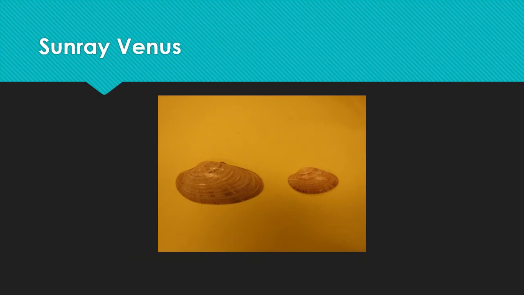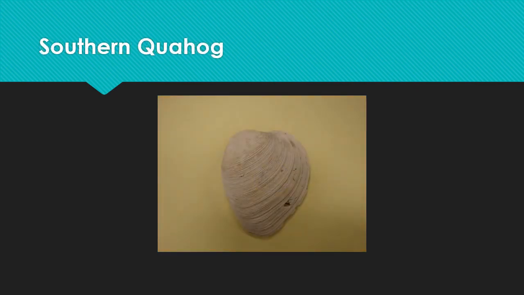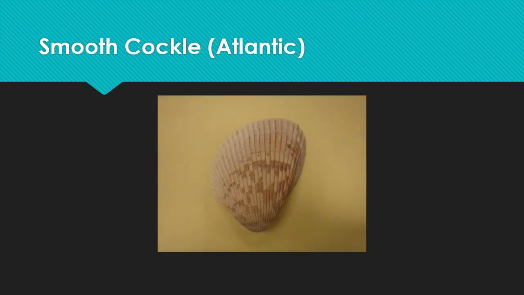Here is the sunray Venus. They're very attractive. Here is the crossbar Venus. They're a smaller bivalve and their shells litter the beach. The southern quahog is a robust shell. The smooth or Atlantic cockle is the large cockle shell. Cockle shell means heart.